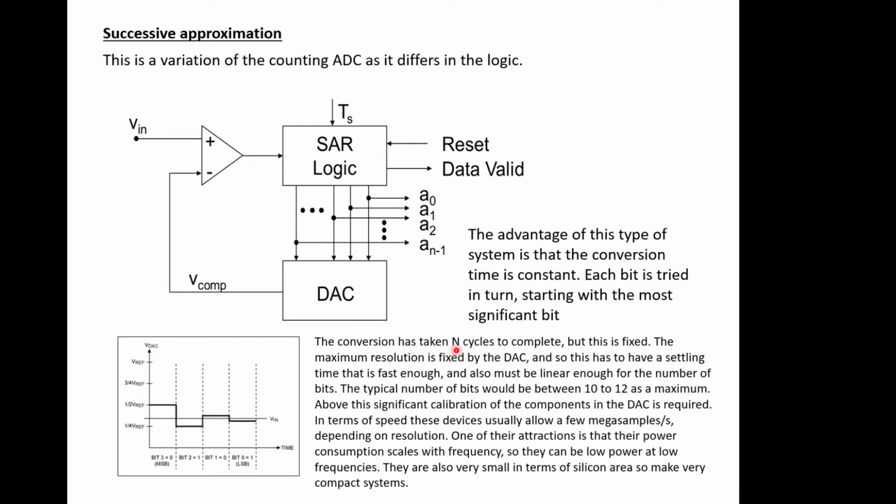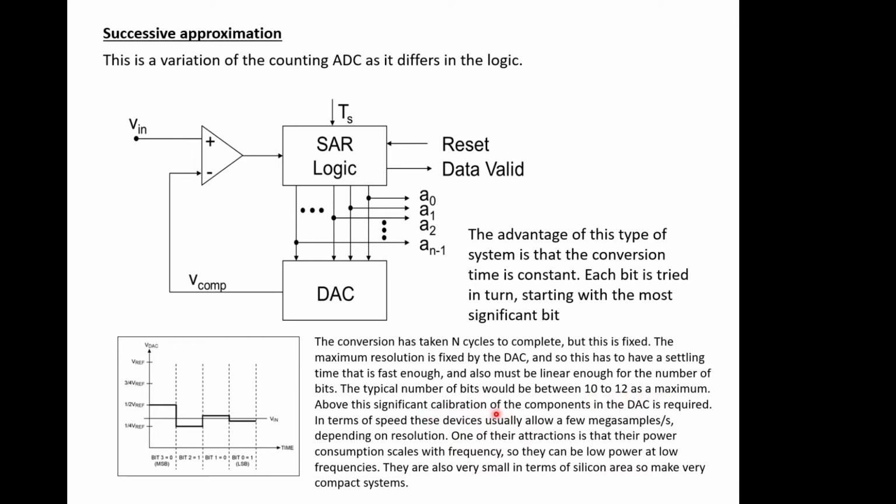So conversion here takes n cycles to complete, where n is the number of bits, but it's fixed, so it's completely deterministic. You can start conversion and know when it's going to finish. Maximum resolution is fixed by the DAC, so that needs to be the performance element in this system. This needs to be settled down and sorted out before we take a reading in here. Typical number of bits for these kind of systems is 10 to 12 as a maximum.